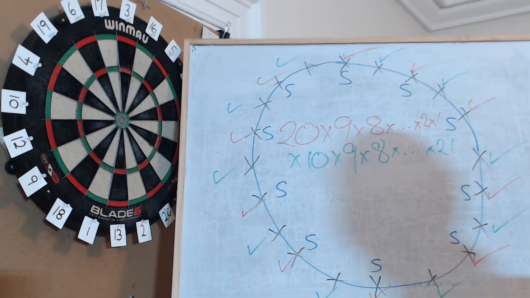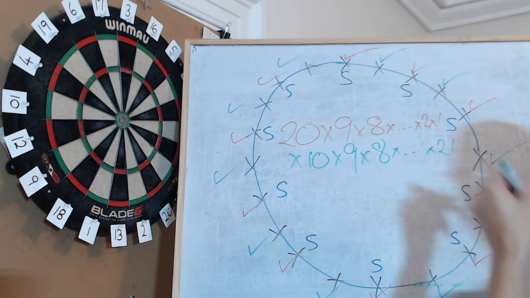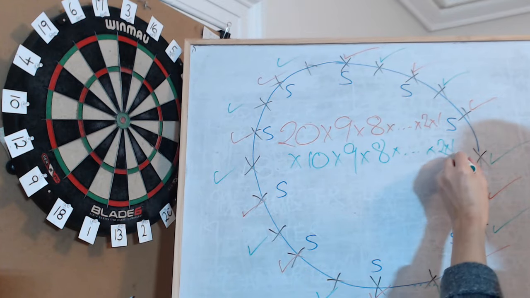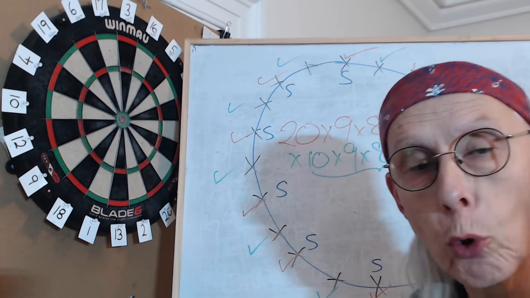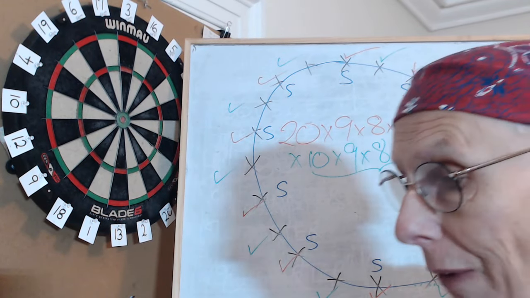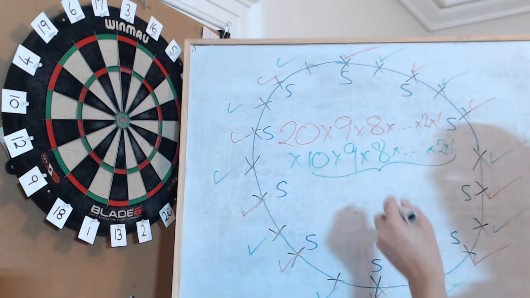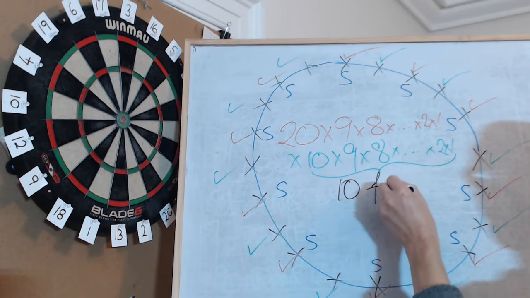So this number, 10 times 9 times 8, all the way down to times 2 times 1, in mathematics they have a special name. When you multiply numbers all by each other, decreasing one every time, we have a name for that in maths. We call that factorial. So this would be called 10 factorial, okay?